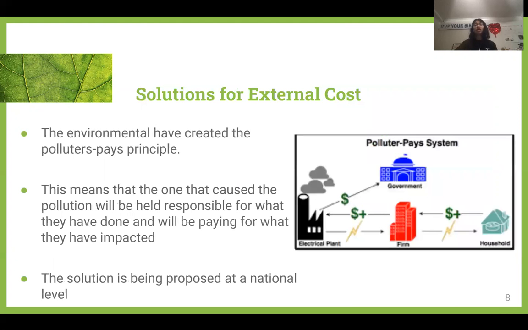Solutions for external costs. The environmental policy has created the polluter pays principle. The polluter pays principle means that the one that causes the pollution will be held responsible for what they have done and will be paying for what they have impacted. And this solution is also proposed at a national level.